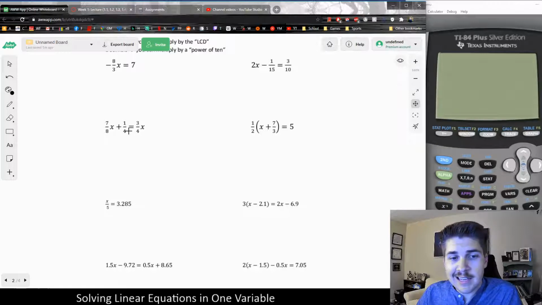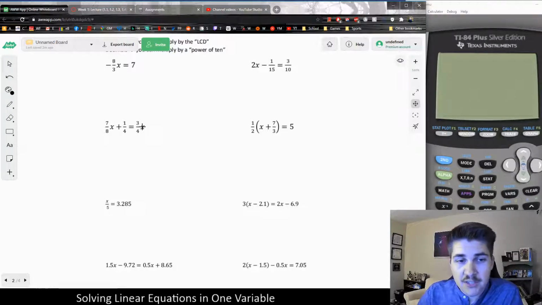But in this particular case, it would be 8, because 8 divided by 8 would be 1. 8 divided by 4 would be 2. And 8 divided by 4 would be 2. Basically, it's the lowest number that would cancel them all out upon division. You can technically use a larger number, but you always use the lowest because it'll leave you with the smallest coefficients.